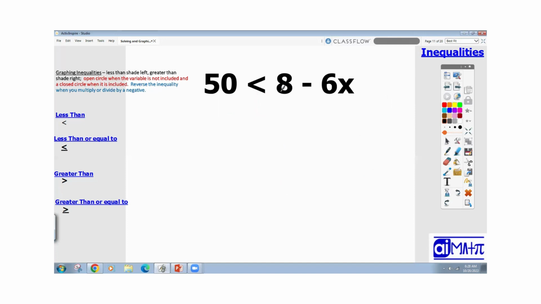$50 is less than 8 minus 6x. So I look at the x again. That's what I pay attention to. And this is a positive 8, so we do the opposite, which is subtracting 8. 8 minus 8 cancels out. And then 50 minus 8 is 42. 42 is less than negative 6x.